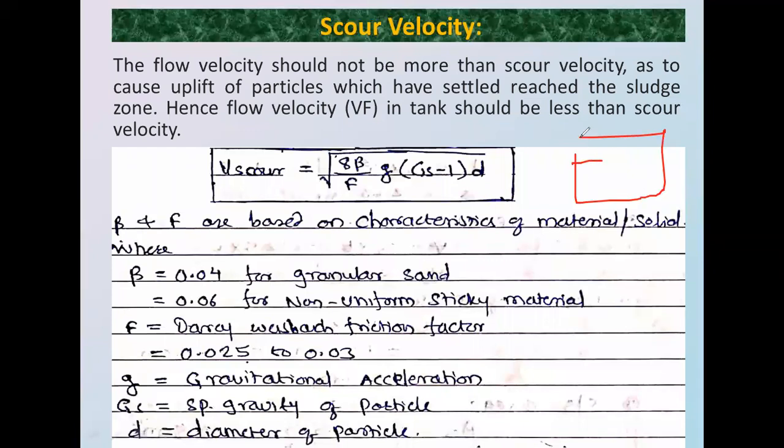The sludge which settles in the tank should not be scoured. It should not be damaged or moved. If the velocity is a bit higher than the scouring velocity, that is, if the flow velocity VF is greater than the scouring velocity, then the problem is that because of this velocity the sludge gets disturbed and it will again disperse, it will start to come into the water. Okay, so the efficiency of settling will get reduced here. So it is very important to keep this flow velocity below the scour velocity. Okay, so the flow velocity should always be less than the scour velocity.